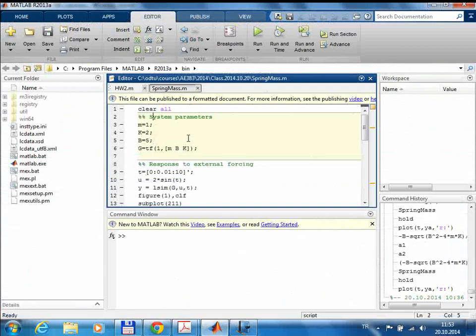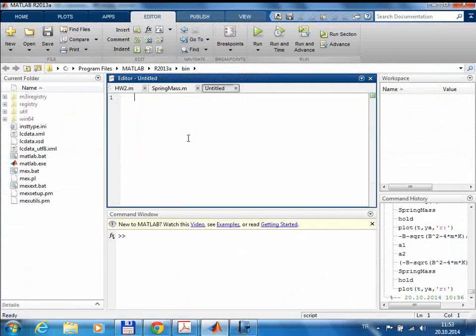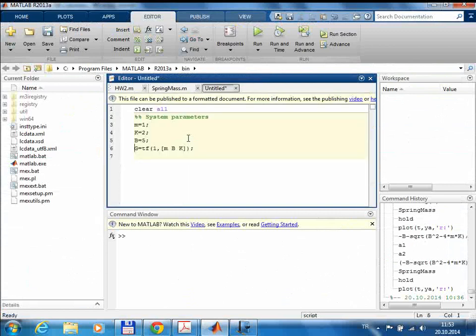So maybe I can show you how to plot the results in MATLAB. I define these variables for the system parameters. These should have compatible units: mass should be in kilograms, for example, this should be newtons per meter, and this should be newtons per meter per second. I don't need this one at the moment.